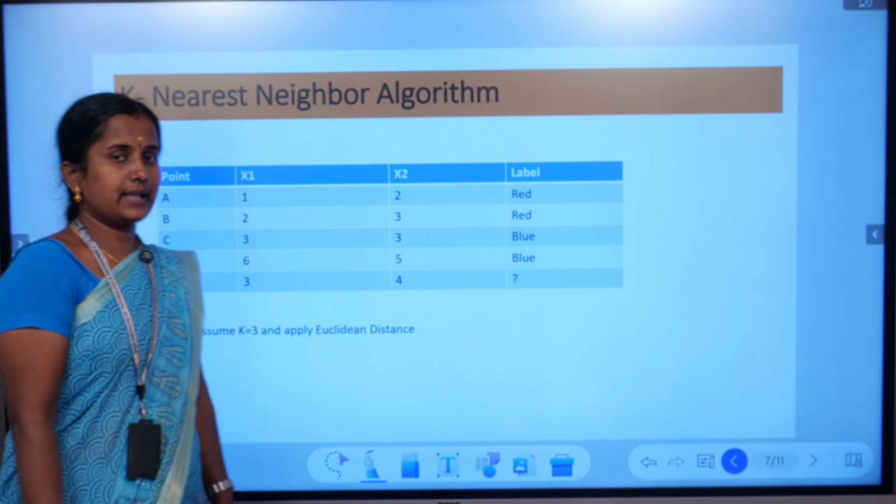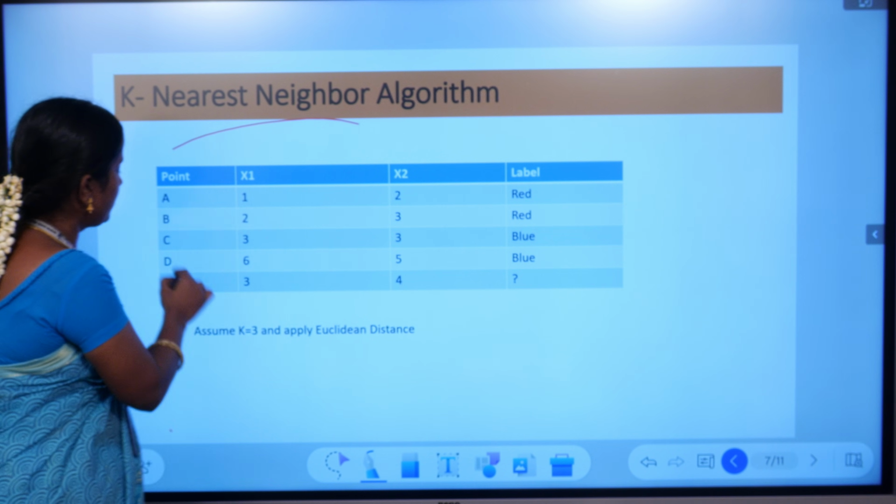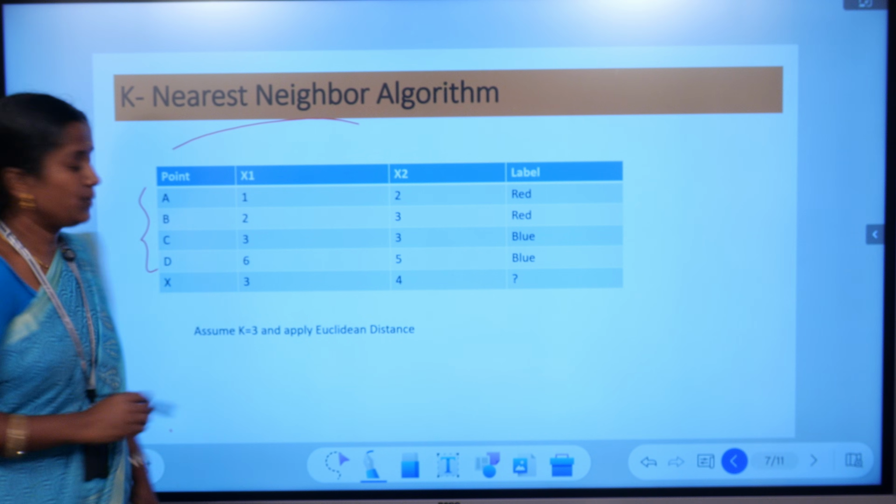Okay, so consider this example. We have 4 different data points, which are called what?